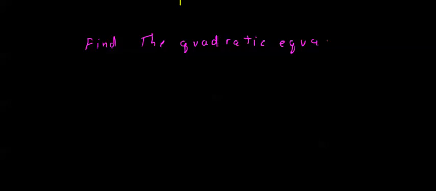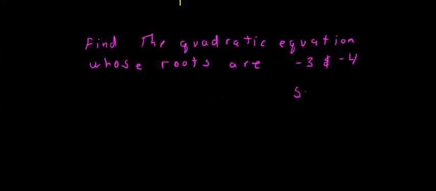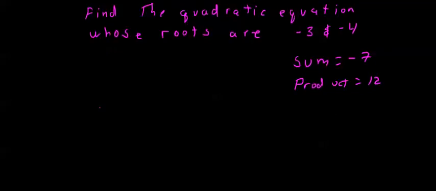Likewise, we're going to be able to use this to find equations. This is the neat thing. Find the quadratic equation whose roots are -3 and -4. So the sum is -7. The product is +12. Our equation, remember, this is where you're going to get in trouble.